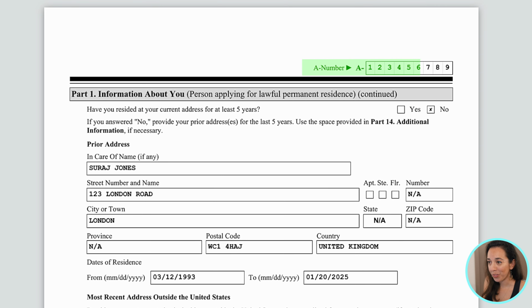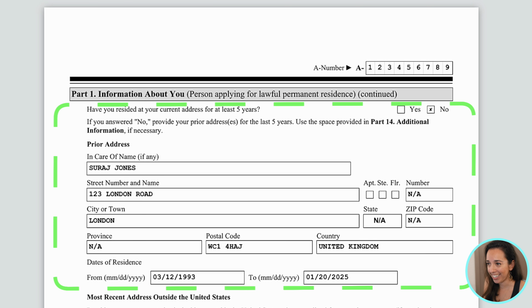On page 4, once again, remember to write down your A number. The first question asks, have you resided at your current address for at least 5 years? So we check no, as my husband has only just moved to the US. As we answered no, we had to provide prior addresses that he's lived at for the last 5 years. So we wrote down his name, his street name, and address that he was living at in the United Kingdom.